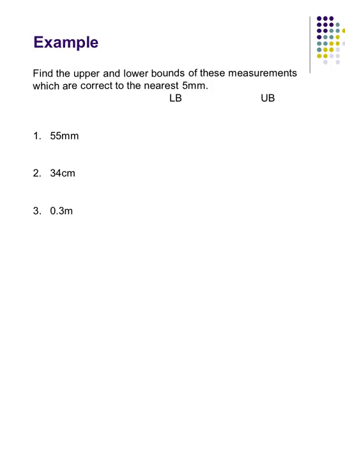Now you've got to read the questions carefully. Here it says find the upper and lower bounds for these measurements which are correct to the nearest 5 millimetres. So we've had something which is rounded to the nearest 5 millimetres. Half of 5 millimetres means we're going to add or subtract 2.5 millimetres to find our upper and lower bounds. So for 55, our lower bound is going to take away 2.5 millimetres, and we'll get 52.5 millimetres. And our upper bound is going to be 57.5 millimetres.